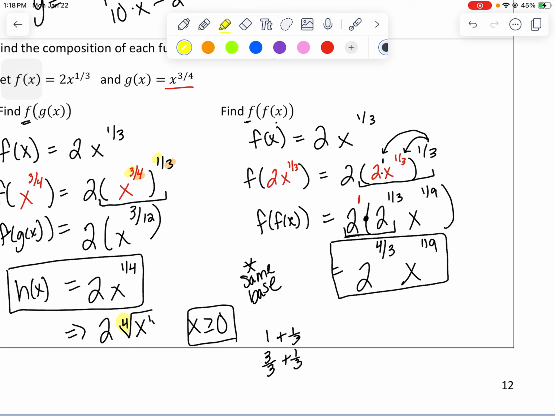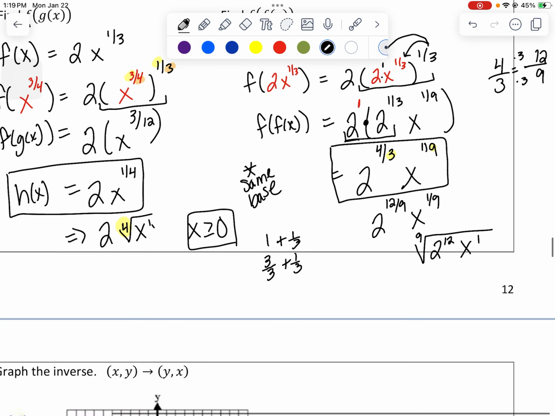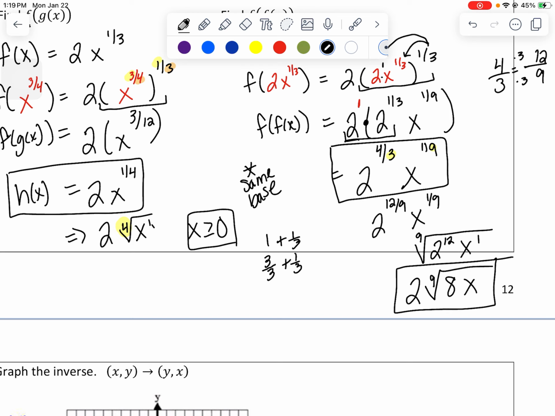If you're going to change it back to radical notation, you would want these to have the same root, and so you'd want to change 4/3 into ninths. So 4/3 would be the same thing if you multiply the bottom by 3, you get 9, and the top by 3, you get 12/9. So 2 to the 12/9, x to the 1/9. Then you'd be able to put it all under the 9th root of 2 to the 12, x to the first. And then since we have 12 2's, we could take 9 of them out, and then we'd have 3 left over. So 2 cubed, which would be 8x. So that would be simplified radical notation.